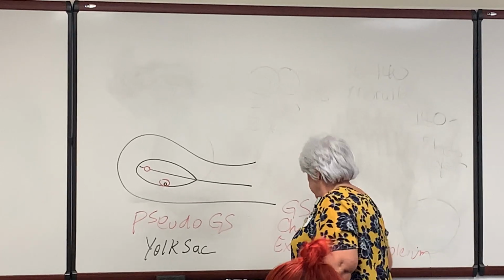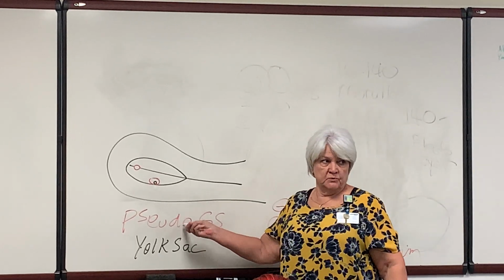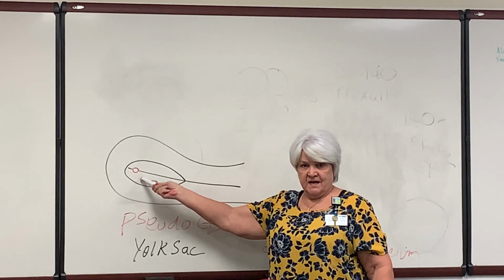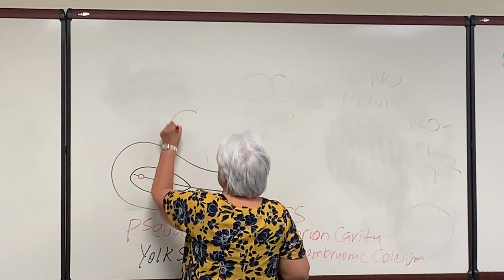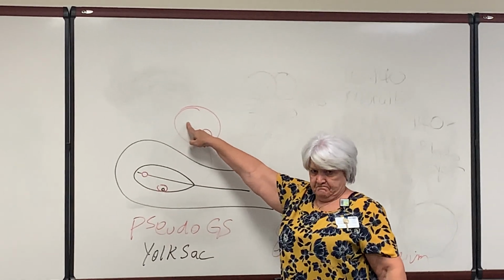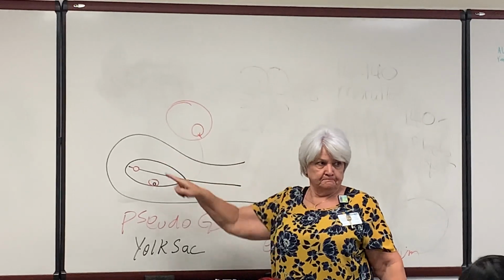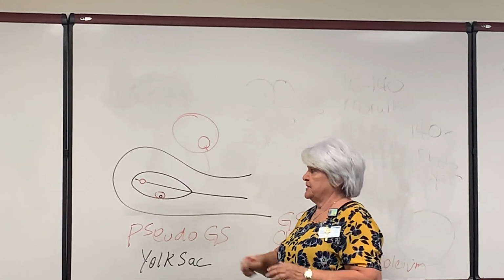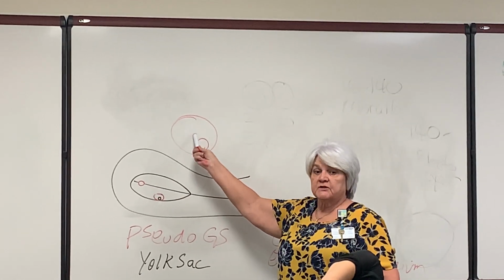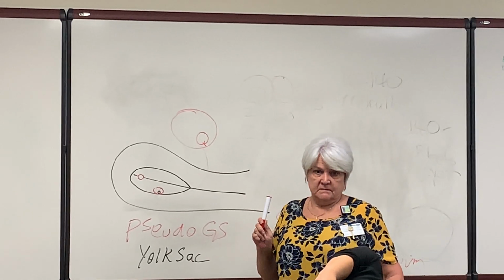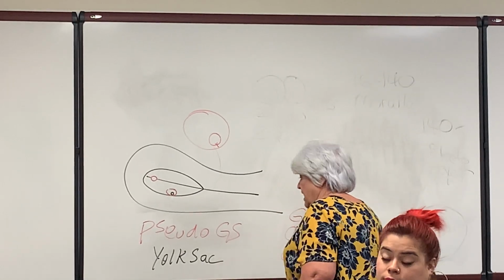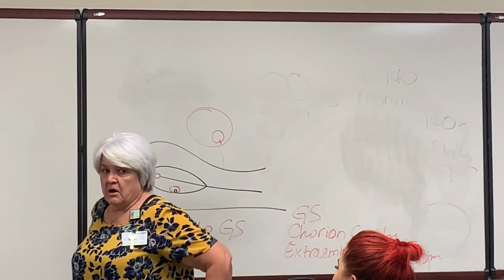Okay. So let me talk to you about the pseudo gestational sac. If you see a pseudo gestational sac, you have an ectopic pregnancy. Okay? If you see a pseudo gestational sac, you have an ectopic. Make sure you pay attention to the adnexa. Okay? That ectopic can even have a heart rate.